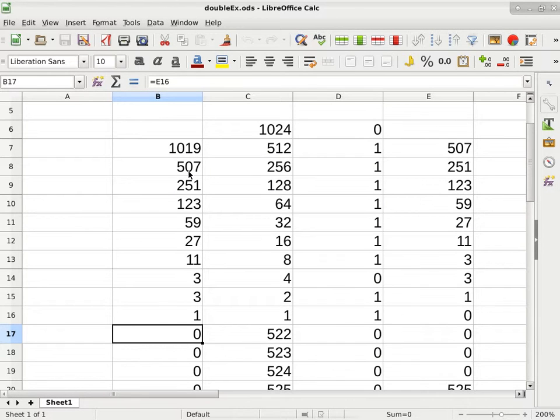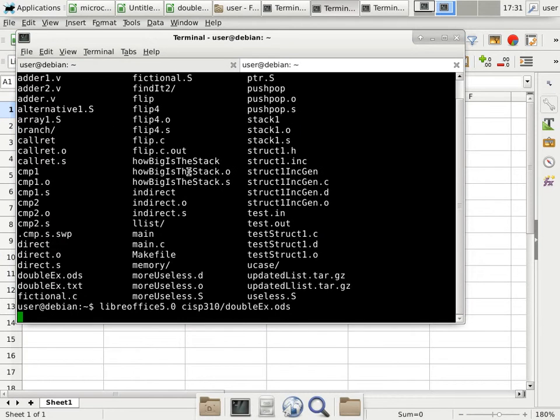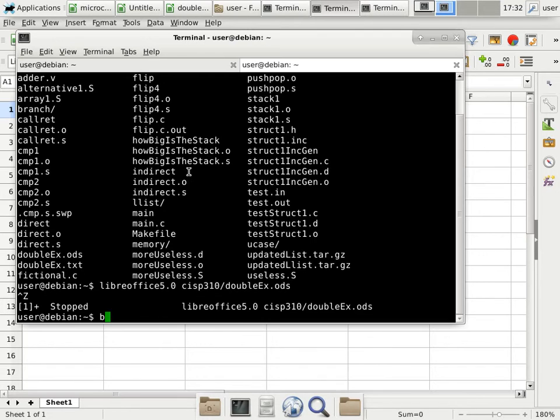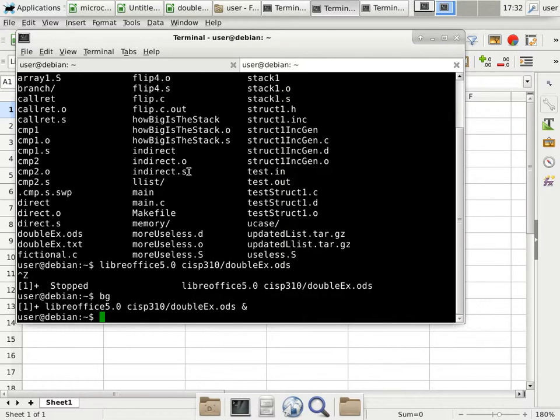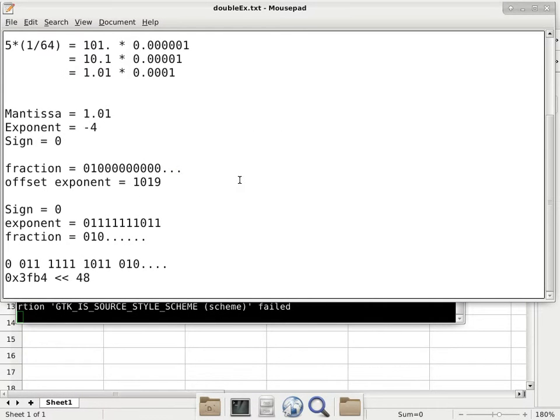All right, so this is nothing more than just a base conversion. And then the other one is the text file that I was working on, which is more important than this. So we'll have a mouse pad, cisp310 ex.txt. All right, so this is where we left off last time.